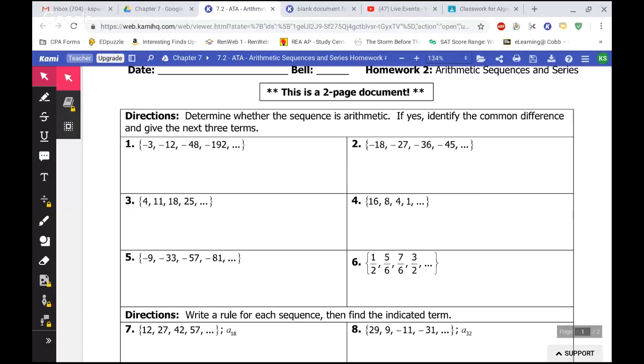Determine whether the sequence is arithmetic. If yes, identify the common difference and give the next three terms.